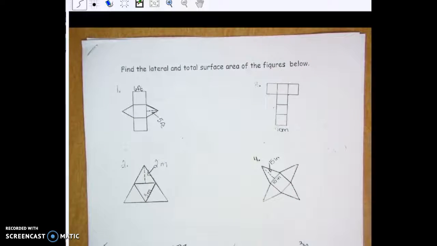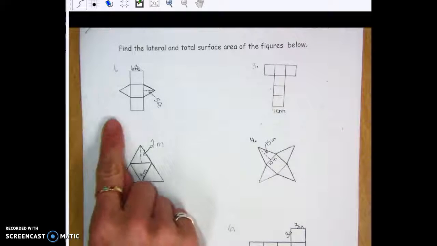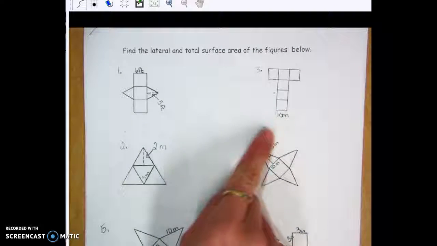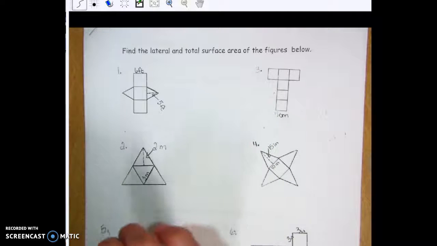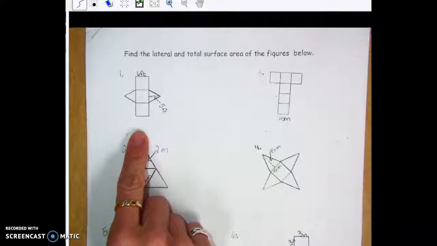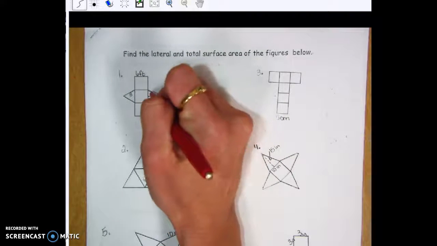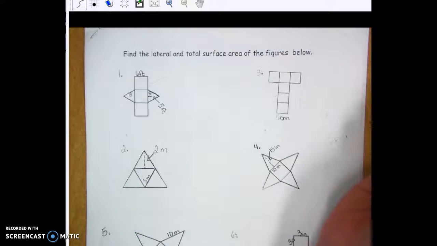All right, so now you're going to practice. You're going to practice these 6. Do one at a time, and then check with each other and see if you got them right. So everybody work number 1. Try it by yourself. Label your bases. So this is a triangular prism, so those are going to be your bases.